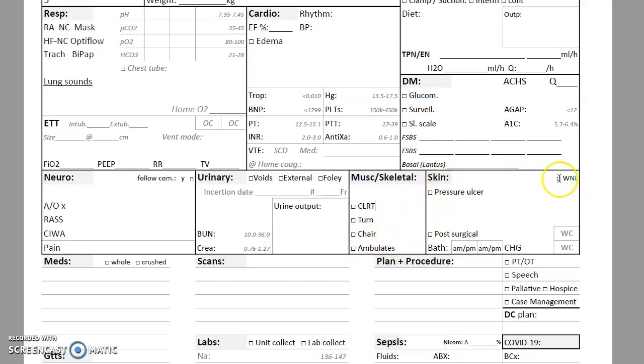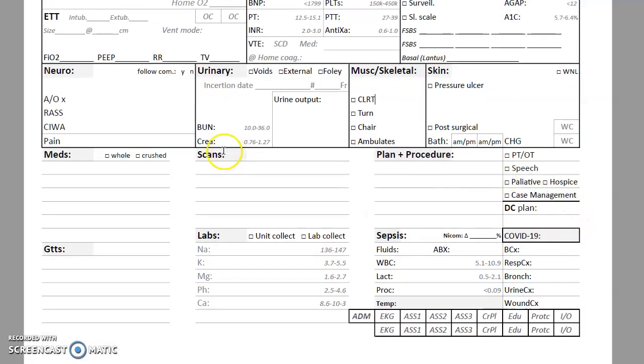Skin-wise, if skin is within normal limits, you will click right here. If the patient has any pressure ulcer or any post-surgical wound, you will describe it here. If the patient is getting a bath, usually it's in the evenings or during the daytime, if it's a CHG bath. And of course, if the patient has any wounds, you will document your wound care right here. Okay, and the lower section.